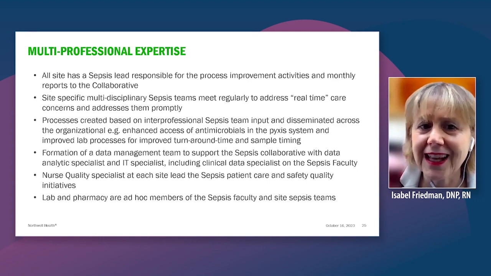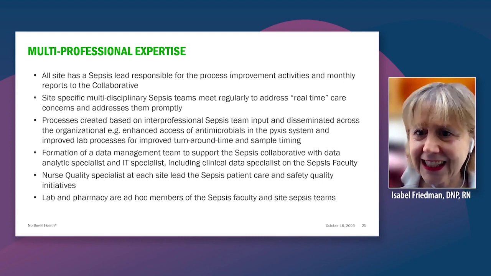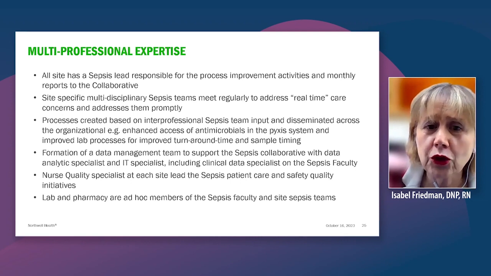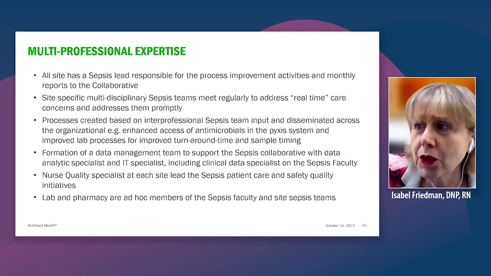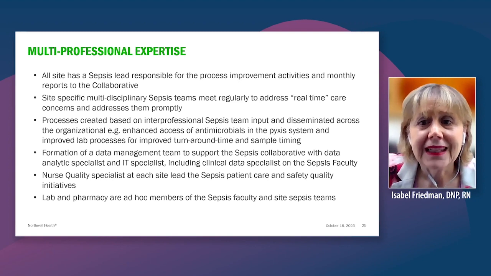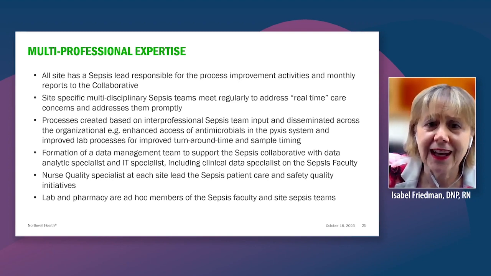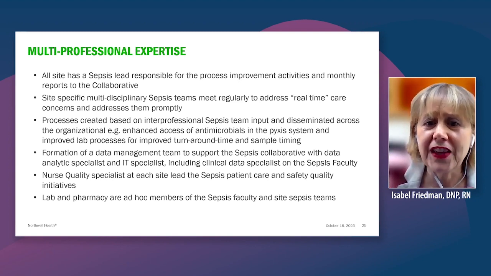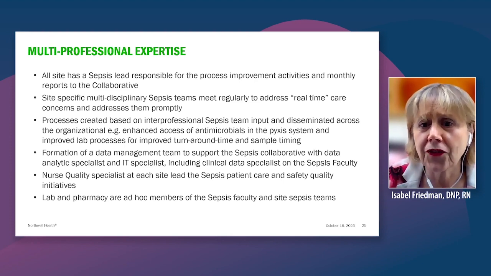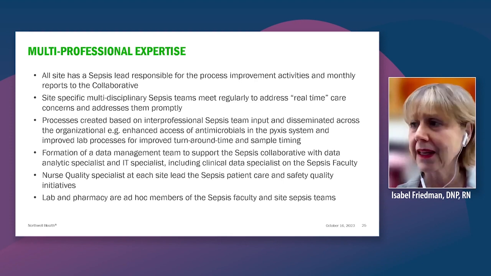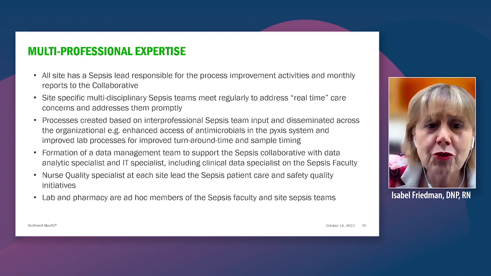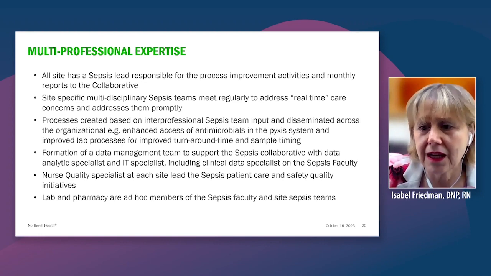All hospital sites have active sepsis teams that meet at least monthly and consist of physicians, nurses, data analytics, and IT specialists. They include members from the pharmacy and the lab who attend on an ad hoc basis. Teams share their improvement projects at the organizational level via monthly collaborative calls that allow us all to communicate our best practices. They can be tweaked and utilized for the specific needs of other teams depending on their size. I have enumerated other examples which are on this slide.